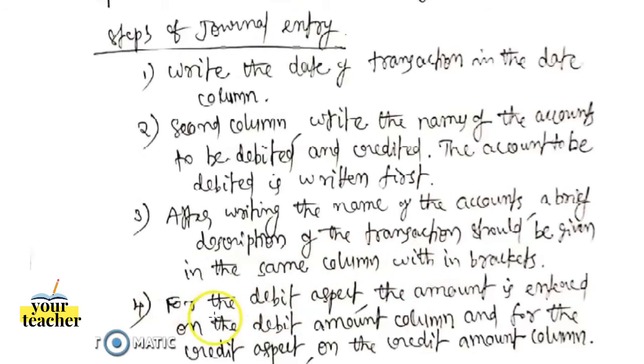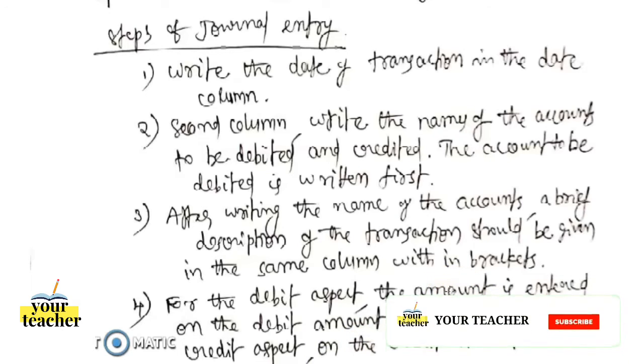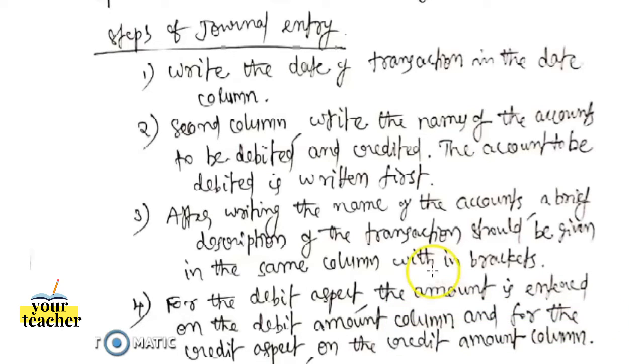In the last two columns, the amount for the debit aspect is entered in the debit amount column, and for the credit aspect in the credit amount column. So you will have a total of five columns. The first is the date column. The second column represents the names of the accounts you need to debit and credit, and below that you will provide a brief description of the transaction, the type of transaction.